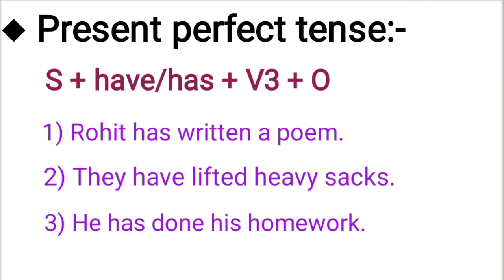In the first example, the subject is Rohit, which is singular subject, and I recently declared that if the subject is singular, we have to use has as a helping verb. So, after Rohit, we use has, then written, which is the third form, means past participle form of write, and then a poem, which is the object in the sentence. And here the action of writing poem is completed.